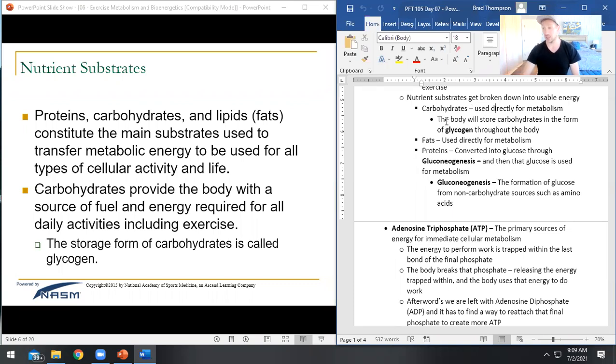Your body loves this so much that it actually has the ability to store carbohydrates within the body. We're going to call that glycogen, right? So your body will store carbohydrates in the form of glycogen.